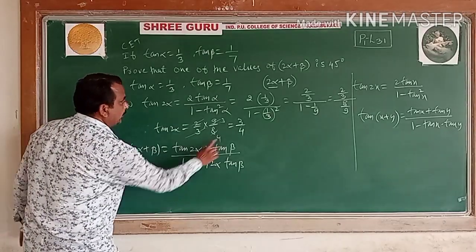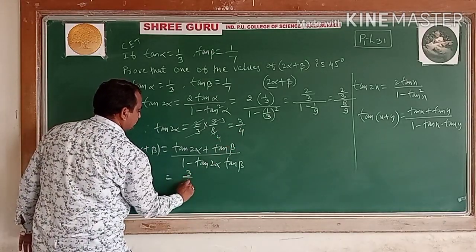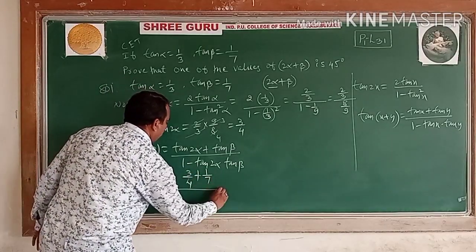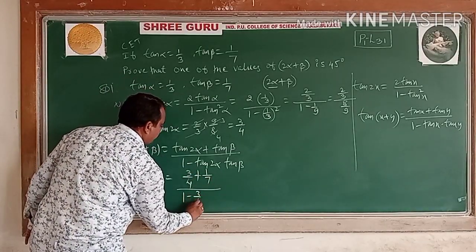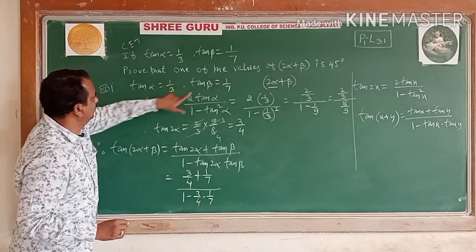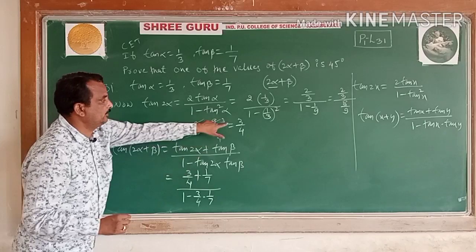This is equal to, what is tan 2 alpha? 3 by 4. What is tan beta? 1 by 7, divided by 1 minus 3 by 4 into 1 by 7. Tan beta is given here, and tan 2 alpha you have calculated, that is 3 by 4.